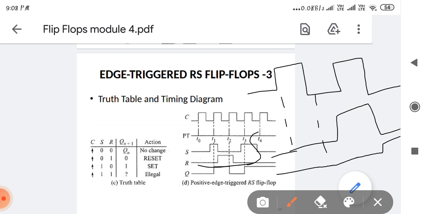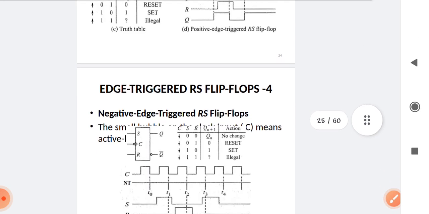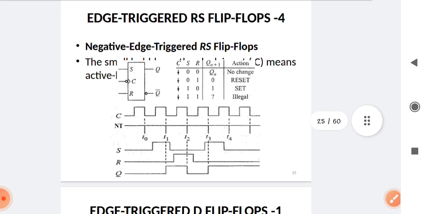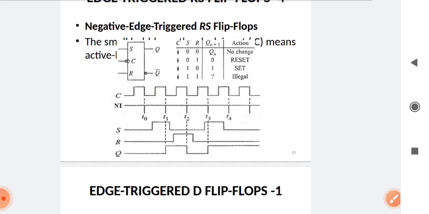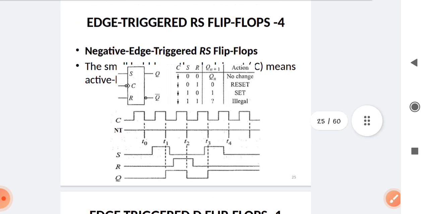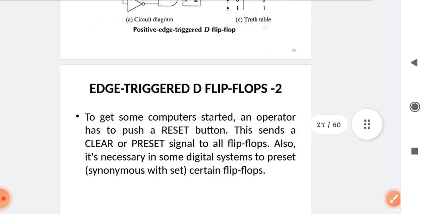Can you see this diagram? Yes, positive edge triggered SR flip-flops. Can we use negative edge triggered flip-flops? It will give the same output, but the fourth one is an illegal pattern. The only difference is the negative edge, where the clock is low. You can see edge triggered D flip-flops.